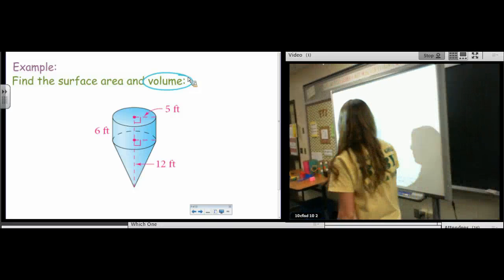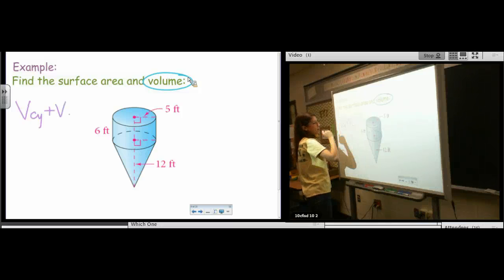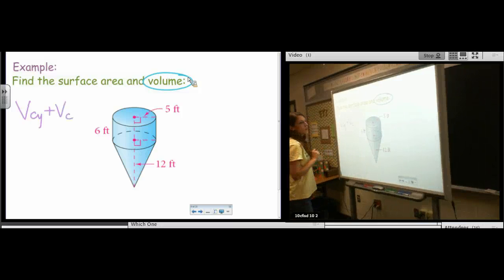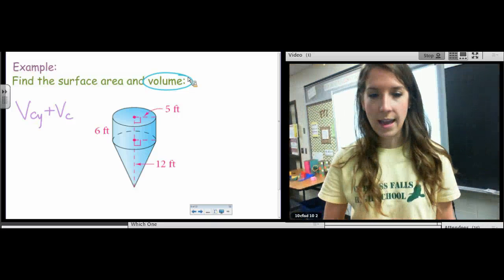So our strategy for volume is simply going to be volume of the cylinder plus volume of the cone. They have the same radius, they just have different heights.